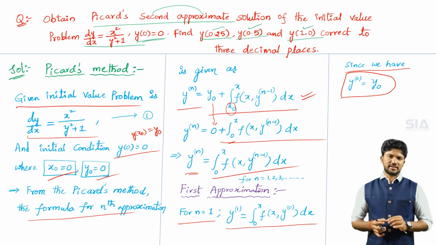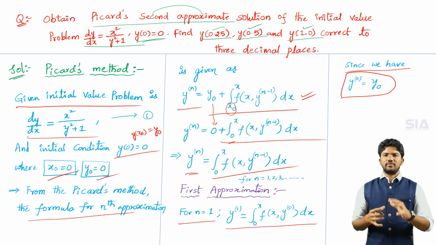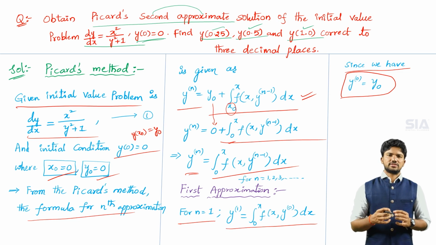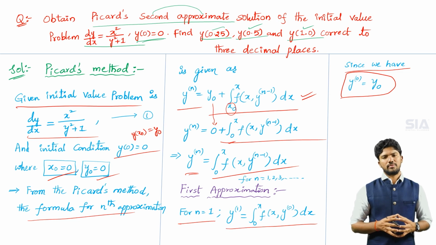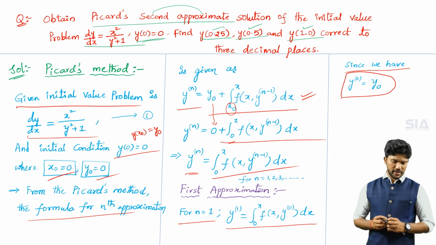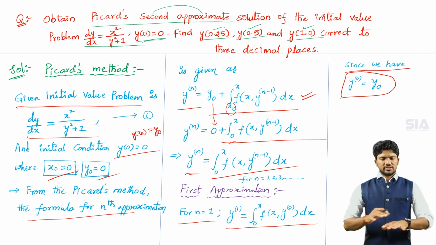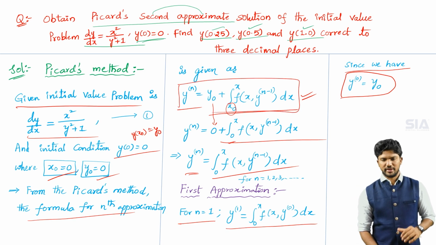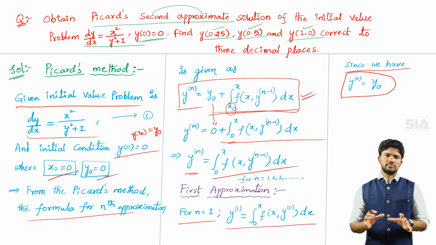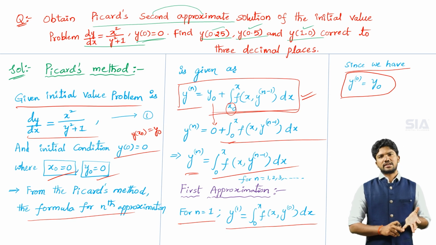So in this format, by applying Picard's method, the successive approximation with the nth approximation formula, we can find any function value, any unique solution of the given initial value problem. In this method we can solve any type of problem based on Picard's method. The important equation is the nth approximation, so you need to understand and remember that. This is the total explanation of this problem.